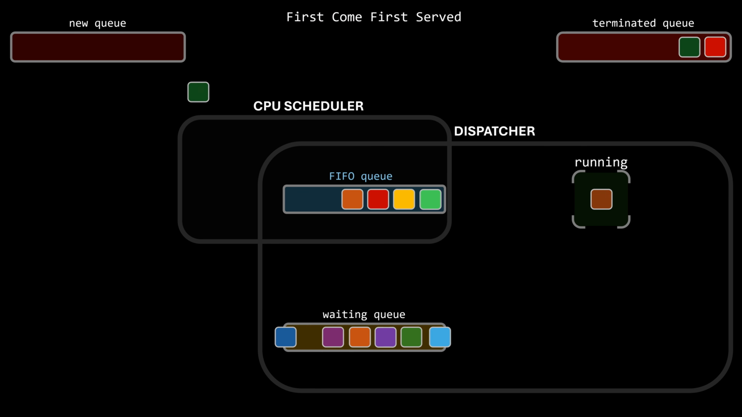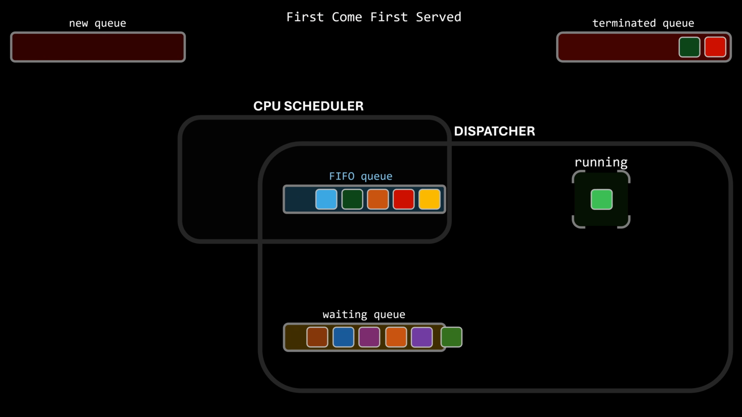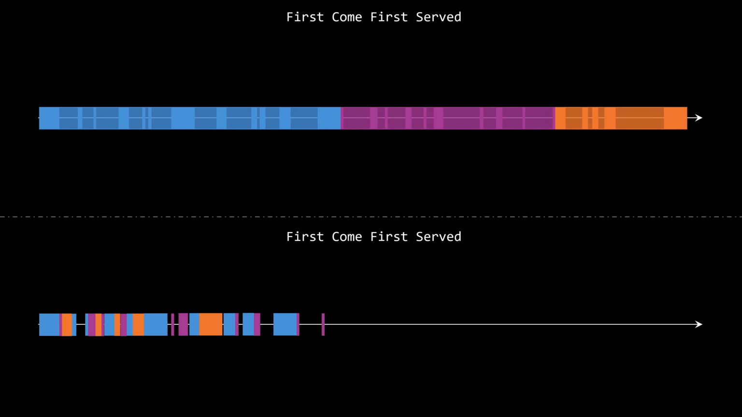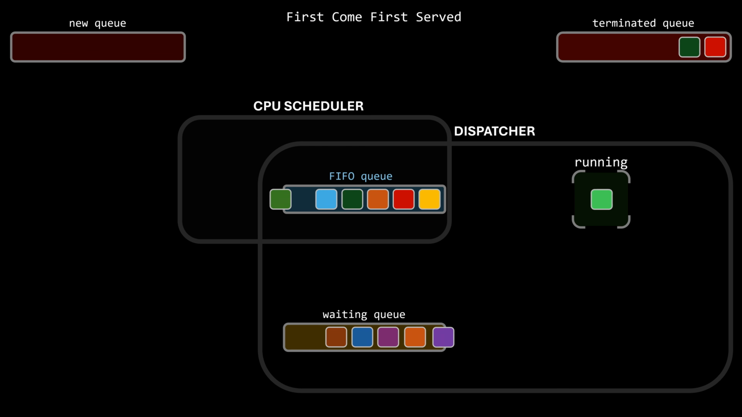Notice that the name first come, first served can be somewhat ambiguous because the scheduler is not actually managing entire processes, but rather their next CPU burst. A more precise name would be first CPU burst come, first served. That said, since many books and resources continue to refer to it as first come, first served, we'll stick with that convention. And with that, we have the simplest CPU scheduling algorithm.